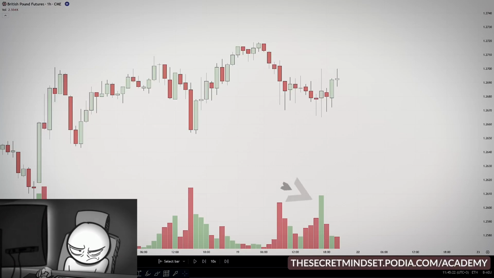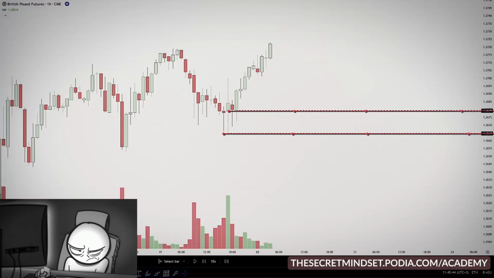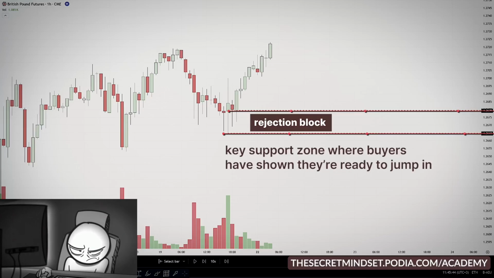Also, we want to see high volume on these rejection candles. Again, when we see big volume bars with these rejections, it adds weight to our idea that this price level is important. After spotting the rejection wicks and confirming high volume, we draw the rejection block. This area will act as a key support zone where buyers have shown they're ready to jump in.